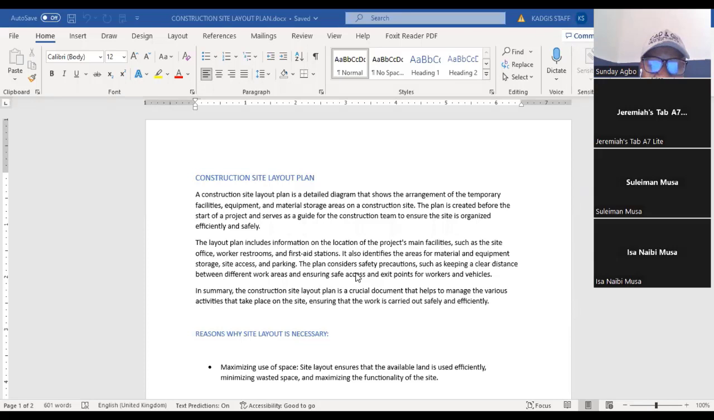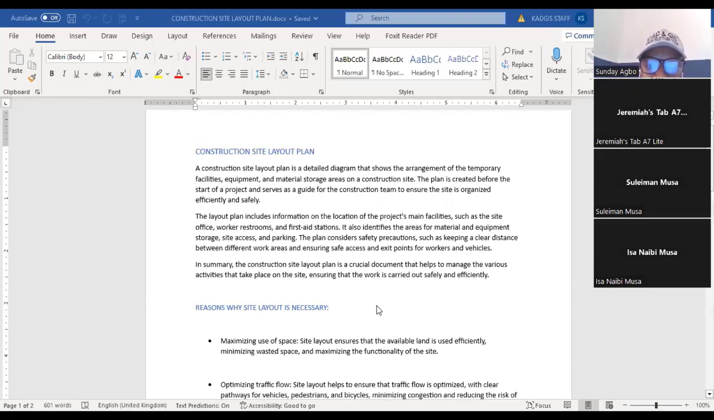In summary, the construction site layout plan is a crucial document that helps to manage the various activities that take place on the site, ensuring that the work is carried out safely and efficiently. Okay, so this is what the construction site layout is all about.